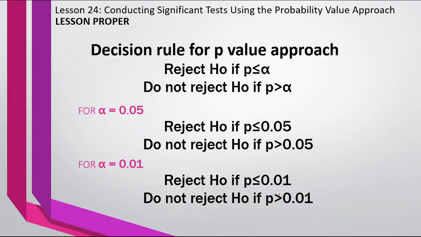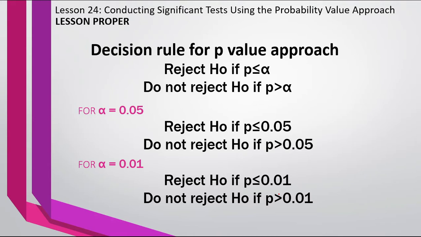Now, dalawa lang ang pwede natin gawin dito, i-reject or hindi i-reject yung null hypothesis. Ano magiging basehan natin para gawin ito? We have here the decision rule for the p-value approach. So we reject H0, or the null hypothesis, if the p is less than or equal to the alpha, and otherwise we do not reject the null hypothesis if the p-value is greater than alpha.